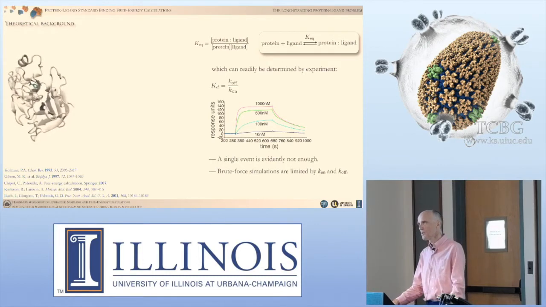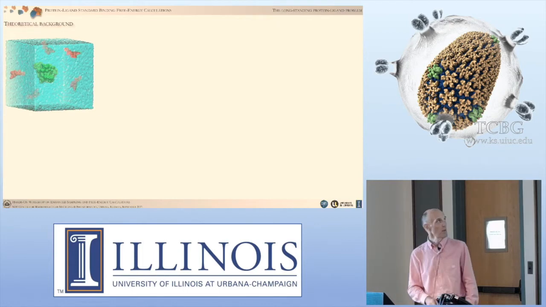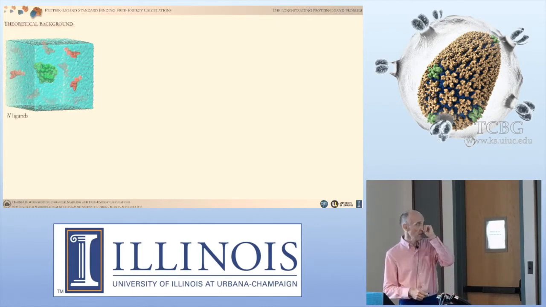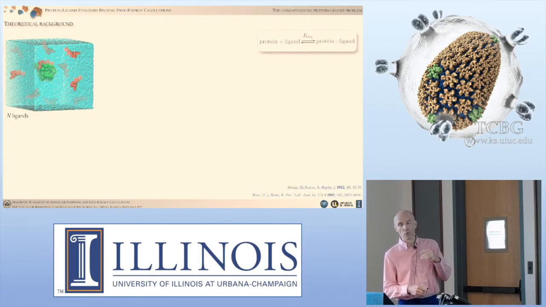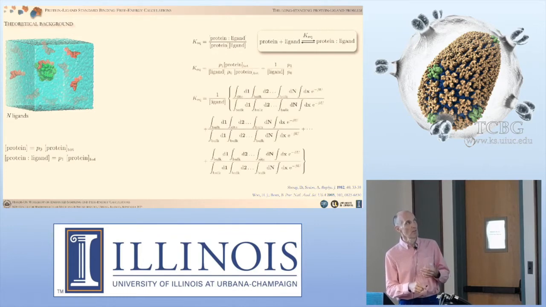So what we want to do is something a bit more clever, maybe a better use of computer time. So let me give you the premises of the theory here. We have a protein solvated, and it's surrounded by N ligands. We have a solution of N ligands. So we are trying to address this equilibrium, and that's what the binding constant is.